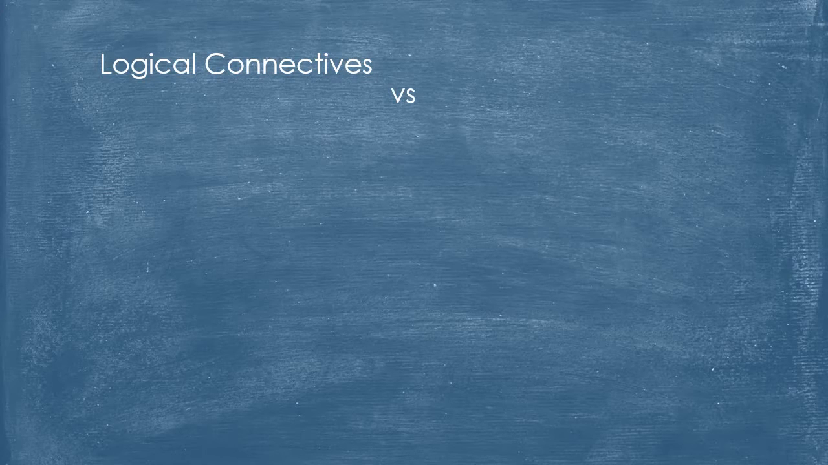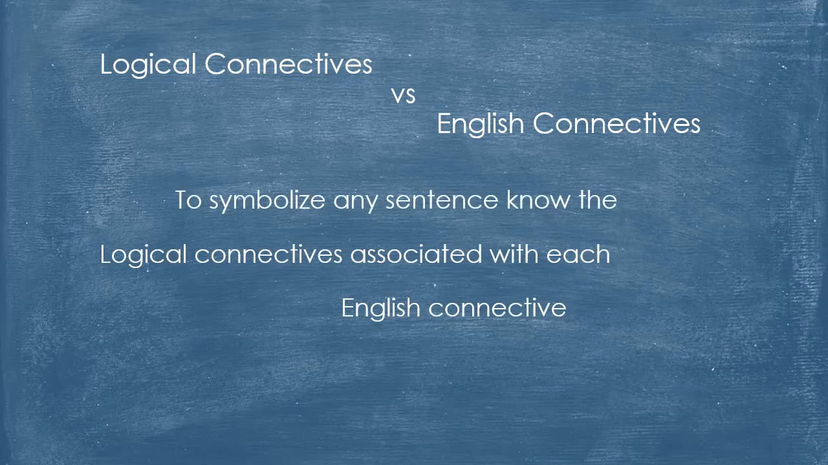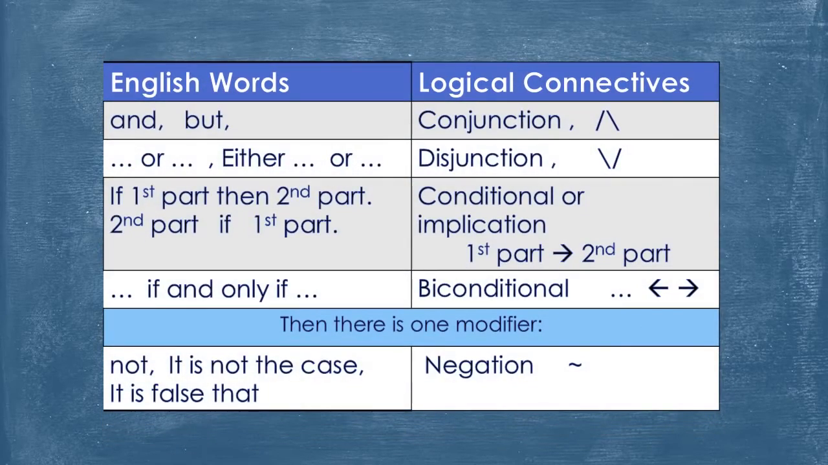There's a natural relationship between logical connectives and English connectives. To symbolize any sentence, you must know the logical connectives associated with each English connective. A table representing that is displayed here. Notice your key English words are and, but, or, either or, if, then, or simply if. And we have if and only if. And then there's one modifier, such as not, it's not the case, or it's false that.